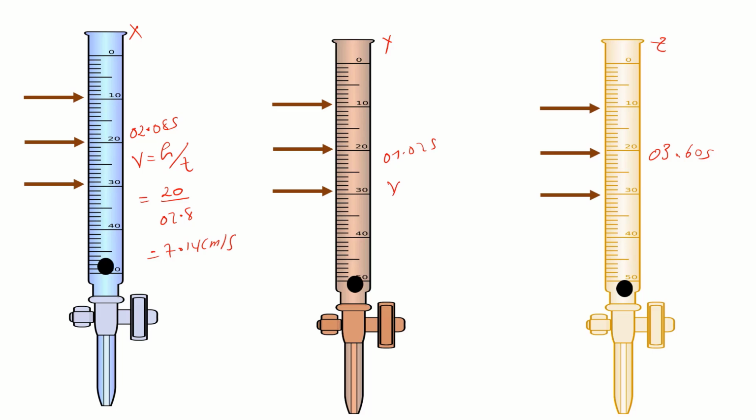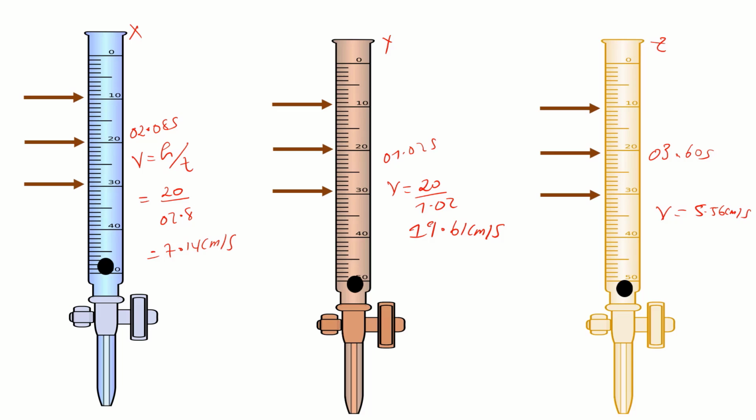We do the same thing here. Our v, the terminal speed, will be 20 divided by 1.02, which gives about 19.61 centimeters per second. Likewise here, our v will be equal to 20 divided by 3.6, which gives 5.56 centimeters per second. Now what do we realize?